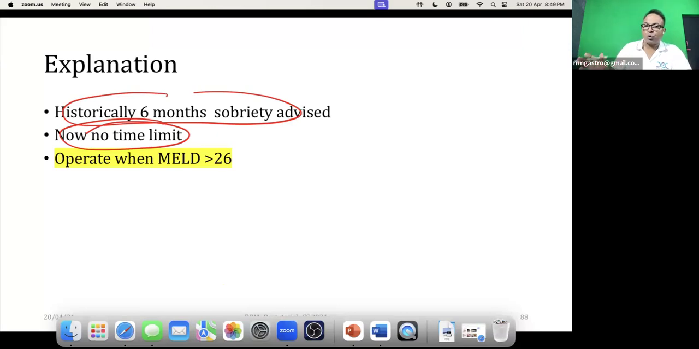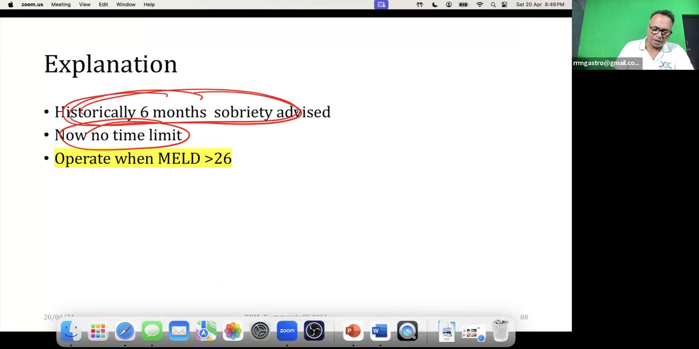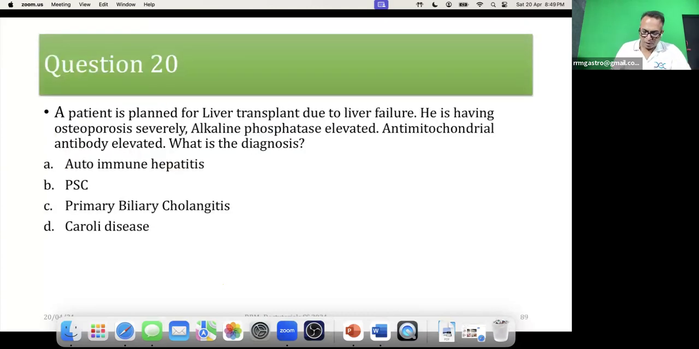After doing the transplant, those guys go and drink and come again with liver failure. With the new liver, they come to us with liver failure in 2-3 years. Actually, it should be 6 months of abstinence, but now there is no time limit from the new update.